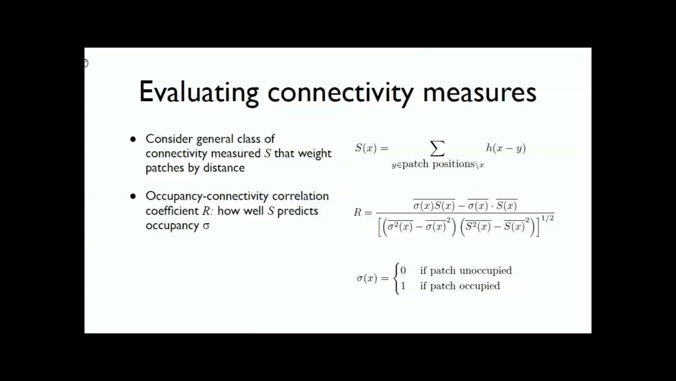And then I'm going to ask, first of all, how does R depend upon the metapopulation parameters? If I have a fixed choice of kernel and I change the properties of the metapopulation, how does that affect this correlation coefficient? And I'm also going to ask how it depends upon the choice of kernel. That's really what I'm interested in, whether different kernels give a better or a worse correlation between occupancy and connectivity.